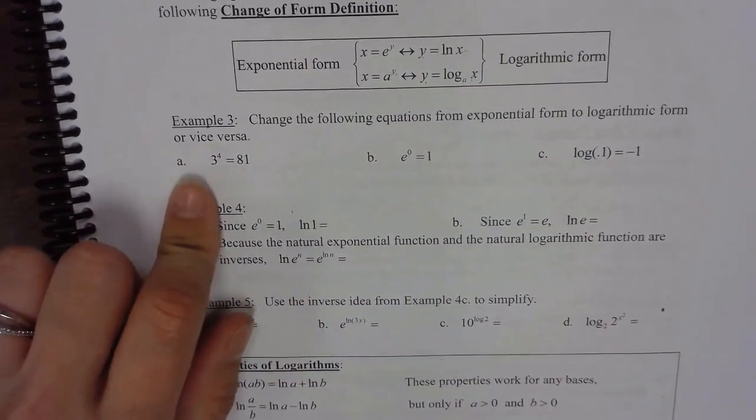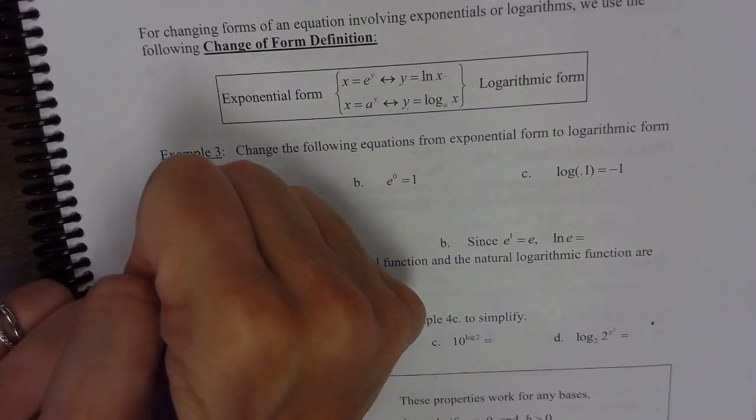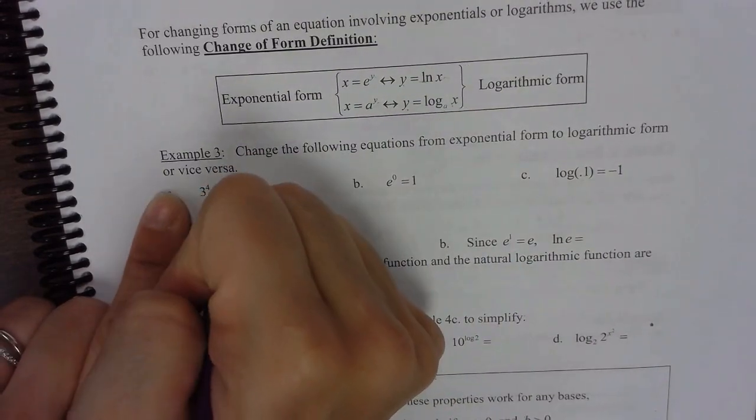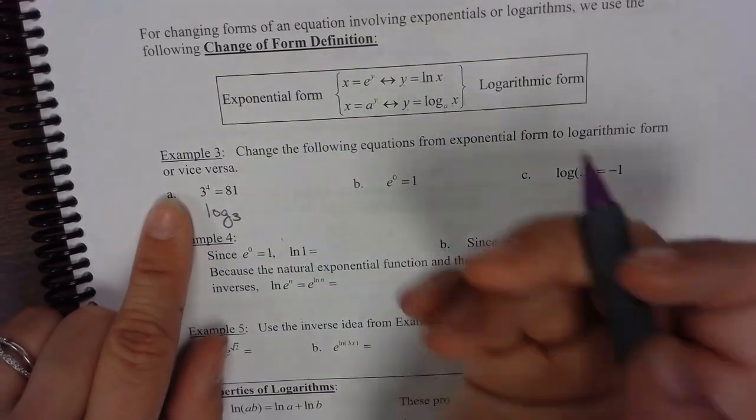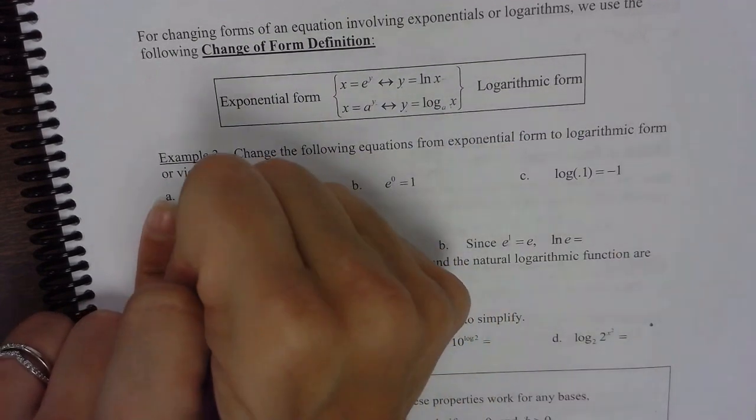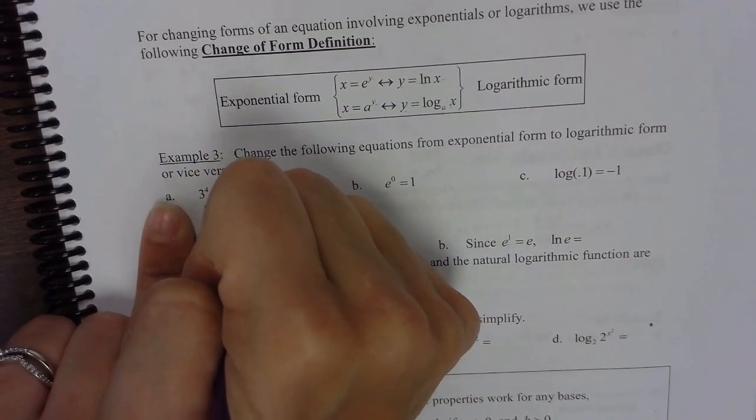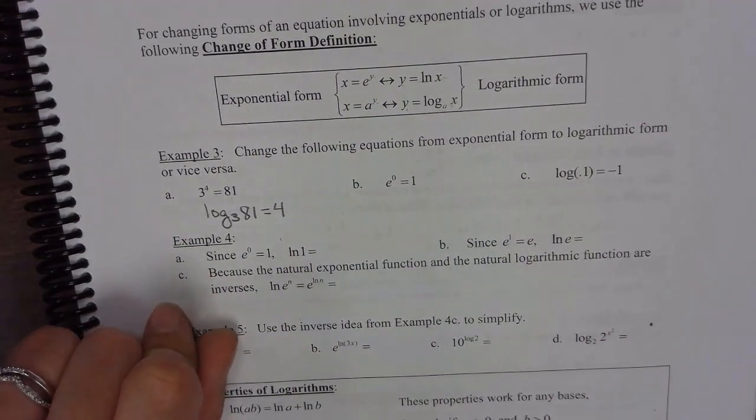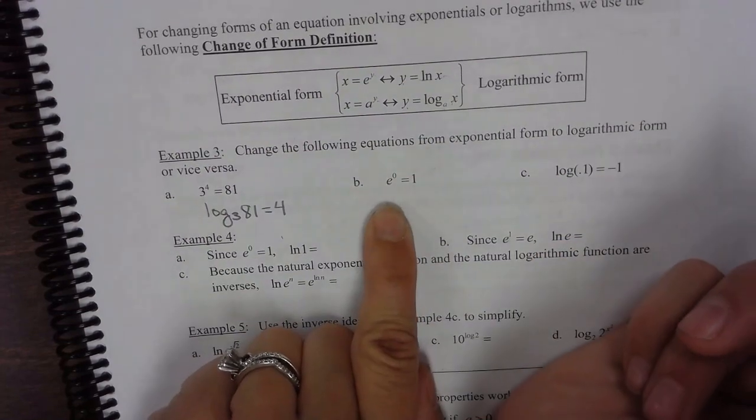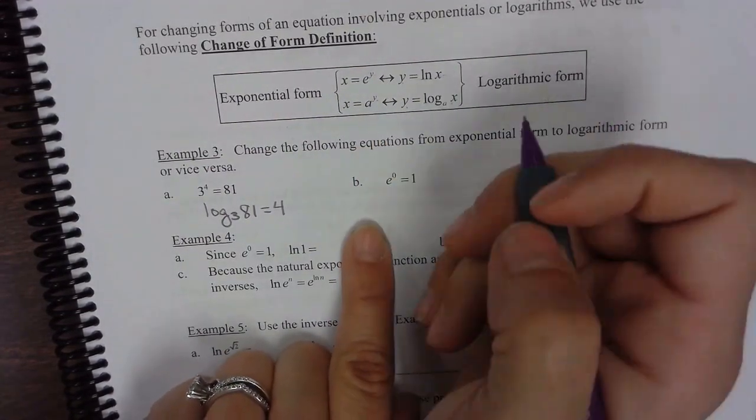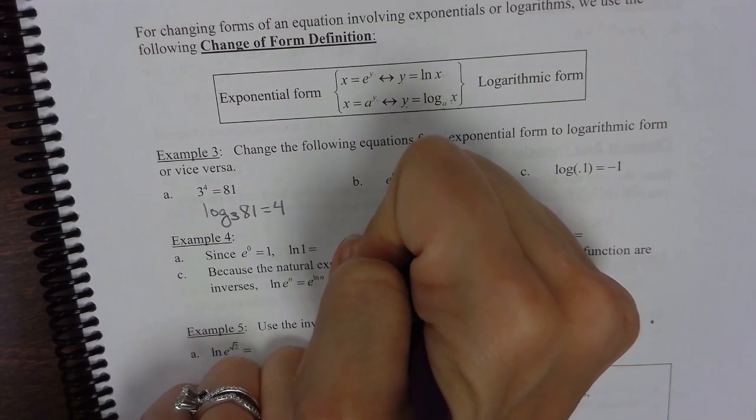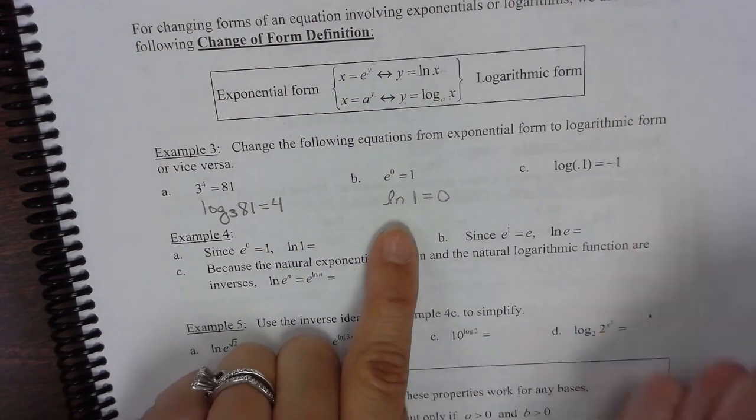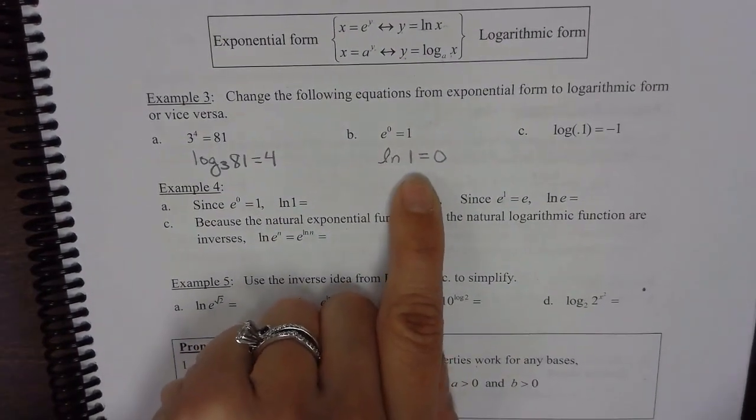So we're going to make this exponential into a log. First thing I'm going to do is write log. If our base is 3 up here, our base is 3 in the log. But now we say that we get log base 3 of 81 equals our exponent of 4. Same thing down here. We're going to change our e to our ln. So we have ln of 1 equals our exponent 0, which we did on our graph, right guys?